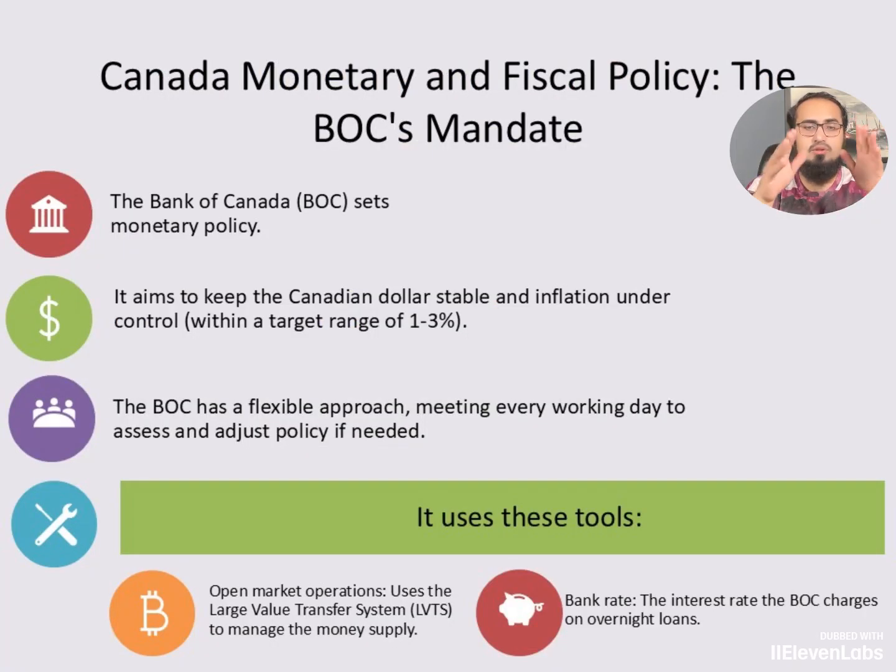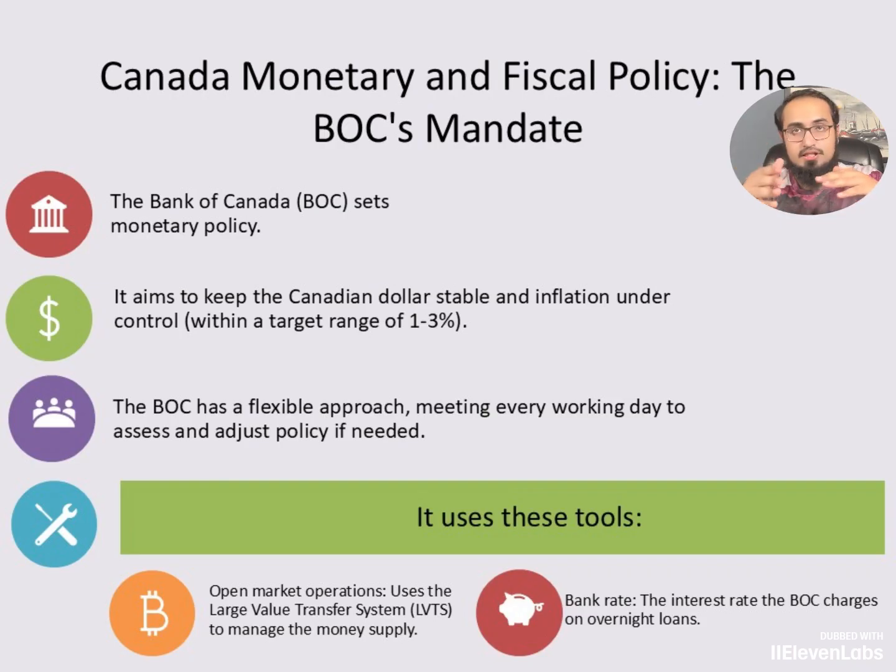Now, what does Canada have? The BOC, the Bank of Canada. Its aim is to keep the Canadian dollar stable and inflation under control. With a target of 1 to 3%, the Bank of Canada has a flexible approach, meeting every day, working to assess and adjust policy as needed. That is, they meet daily and can change the policy whenever they want. But they do not try to do that because of stability in financial markets, but they have the ability that whenever they feel an emergency, they can change the rate any day, whenever they want. Unlike other central banks that decide on a fixed day for meetings.